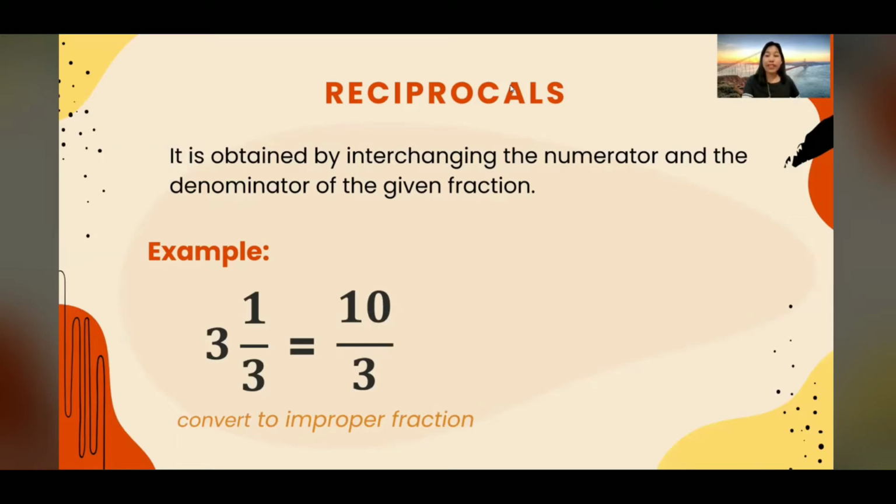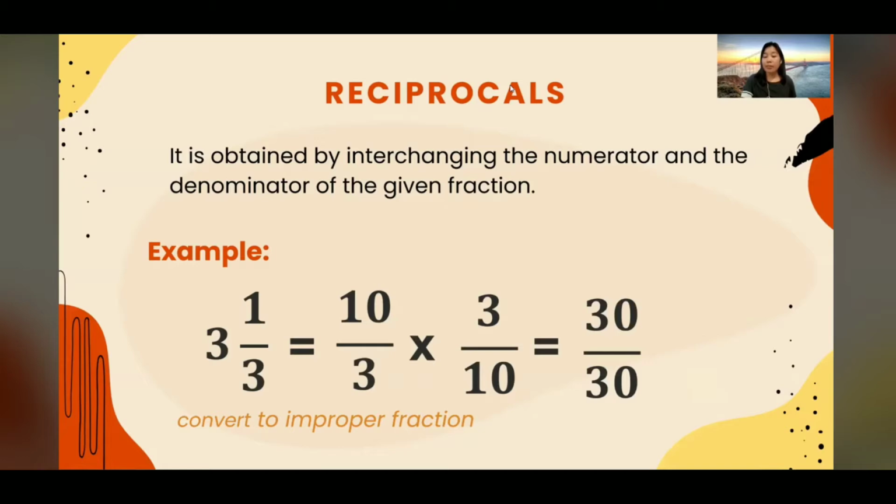Very good. So we will just simply interchange it. Our numerator will now be the denominator, and the denominator will now be the numerator. So 10/3 times 3/10. Let us check if 3/10 is the reciprocal of 10/3. So 10 times 3 is 30, and 3 times 10 is 30. So if we are gonna simplify it, we will get 1 as our final answer. So meaning 3/10 is really the reciprocal of 10/3.